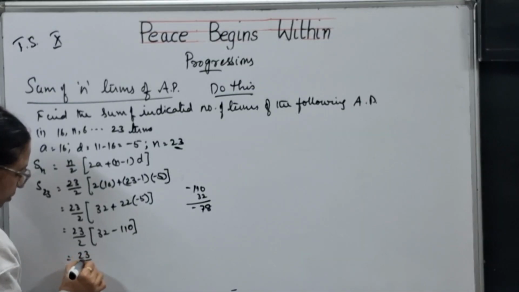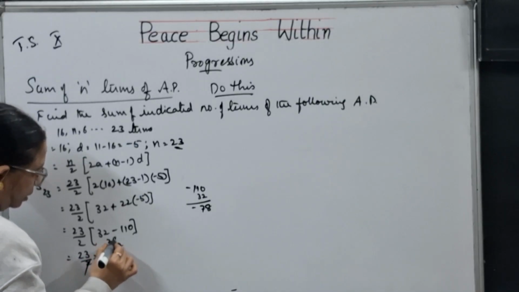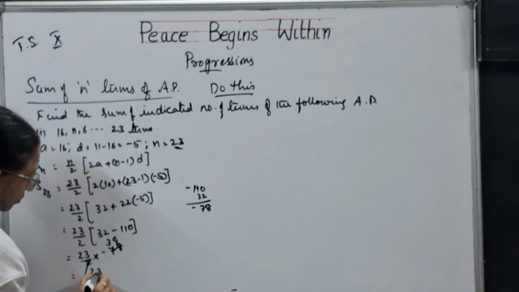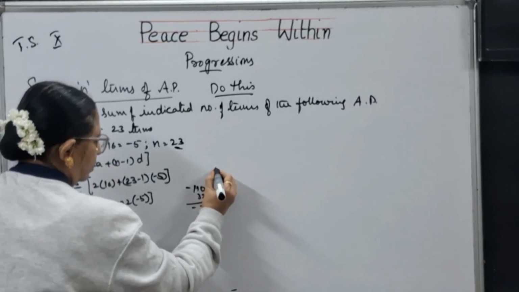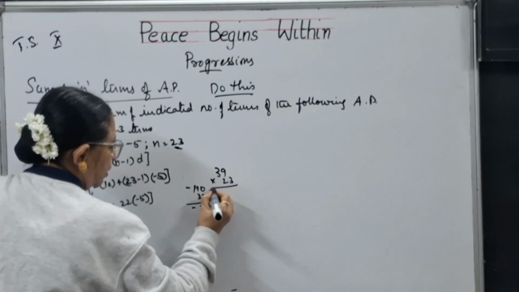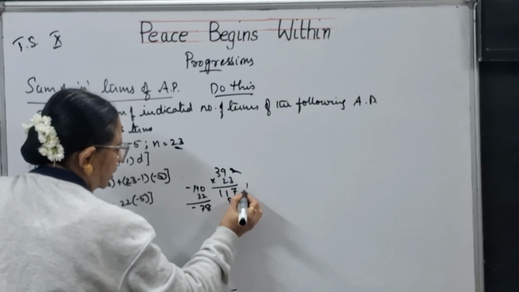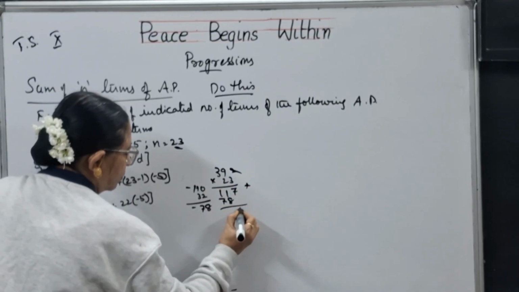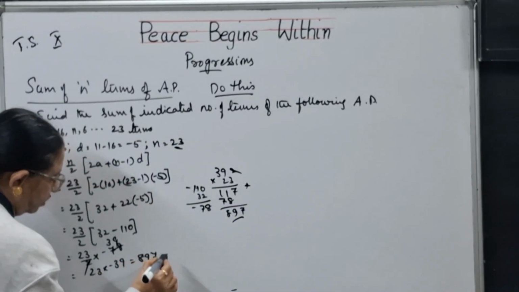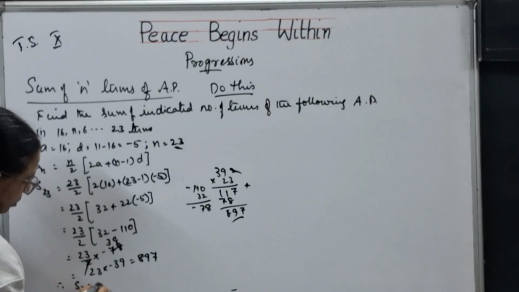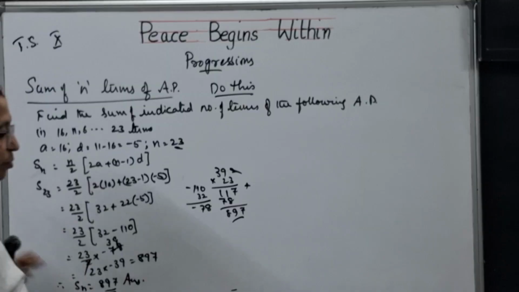So 23 by 2 into minus 78. 2 ones are 2, 2 threes are 6, 2 nines are 18, that is 23 into minus 39. So how much is it? 39 into 23. 3 nines are 27, 3 threes are 9, 10, 11, 2 nines are 18, 3 twos are 6, 1, 7, so 897. Therefore, the sum to n terms is 897. This is the answer for this problem, children.